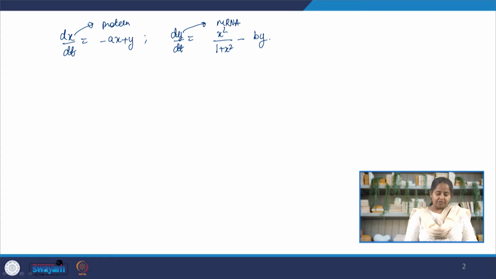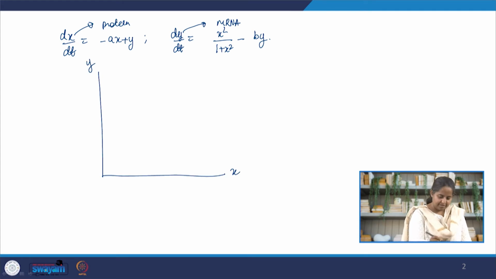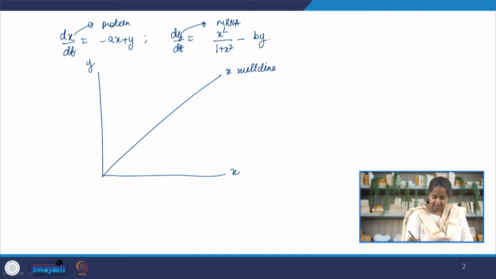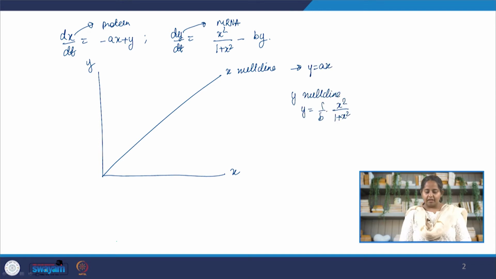The phase portrait that we drew, so let's say x is here, y is here. We have a straight line, which is the x nullcline, given by the very simple equation y equals ax. And the y nullcline, given by the equation y equals 1 over b times x squared over 1 plus x squared, is a sigmoidal curve as we saw.